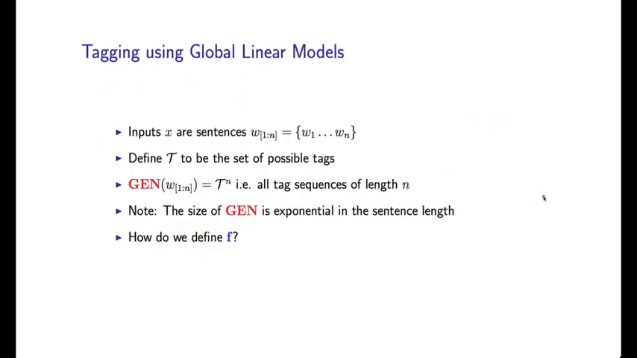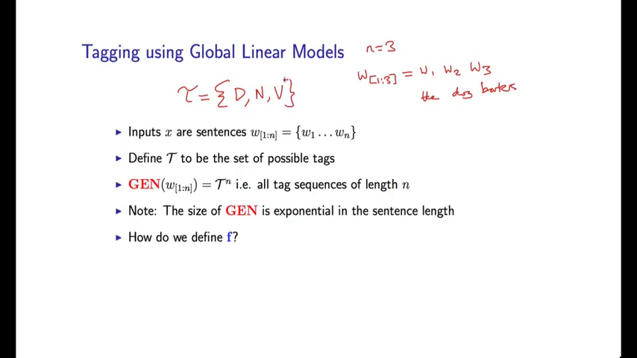So how are we going to set up this GLM for tagging? As input to our model, we have some sentence. Let's say n equals 3, for example. We might have a sentence W1 through 3, which is equal to W1, W2, W3. We might have some sentence like the dog barks, for example. Now define T to be the set of possible tags. Let's just assume we have three part-of-speech tags, D, N and V.